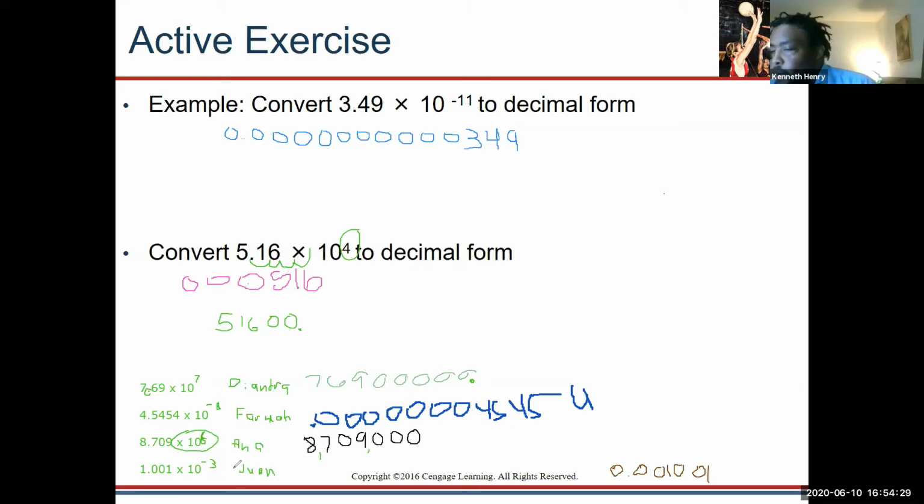Okay, Juan. Let's see. 1, 2, 3. Yep. Okay, that's perfect. And as you can see, it's a negative number, so we know that that's going to be a small number. A negative exponent tells us that the number is going to be less than 1, much less than 1 in this case, and also in this case. So with Mr. Farmer, let's see. 1, 2, 3, 4, 5, 6, 7, 8. So that is also correct.